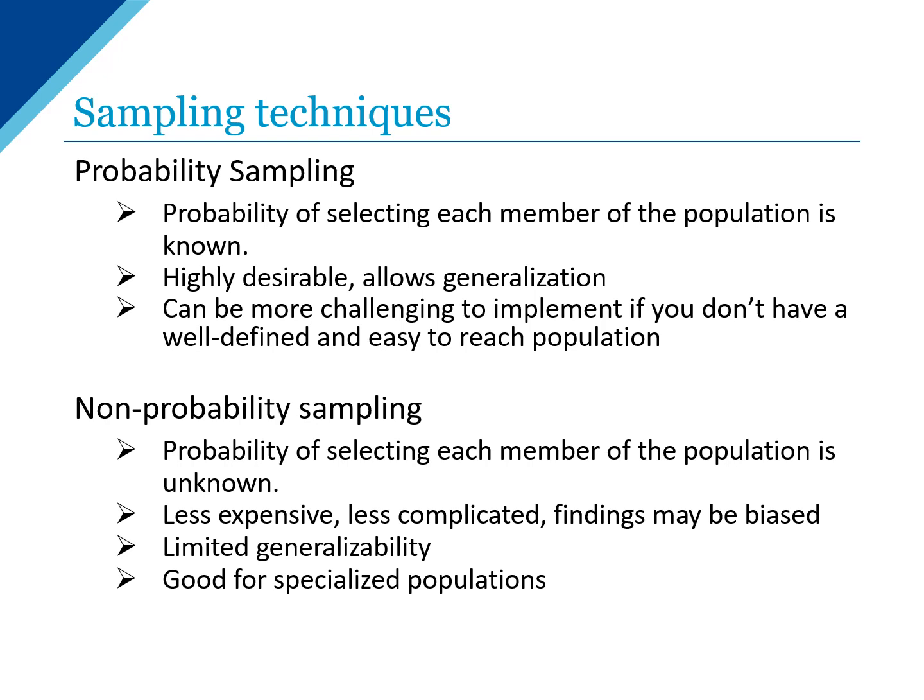In non-probability sampling, the probability of selecting each member of the population is not known. It's less complicated and can be less expensive, but it's also limited in generalizability, in that your sample may not be the best representation of your population. But it can be a good method for reaching specific specialized populations.